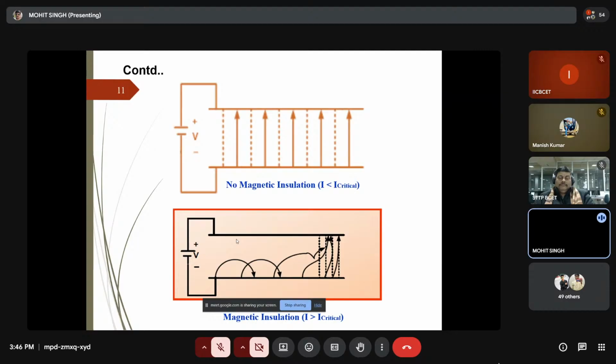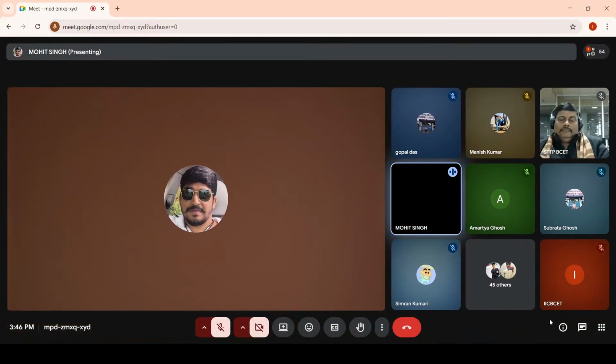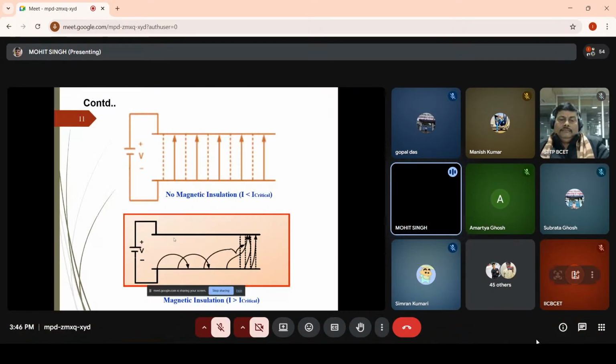And in case of a smooth anode, here I have shown that I have placed a periodic disk. If there is no periodic disk, if the anode is also smooth, in that case the phase velocity of the wave which is generated will be greater than the speed of light. Now, to reduce that phase velocity, the disks are placed.